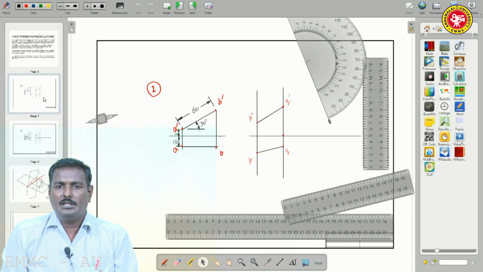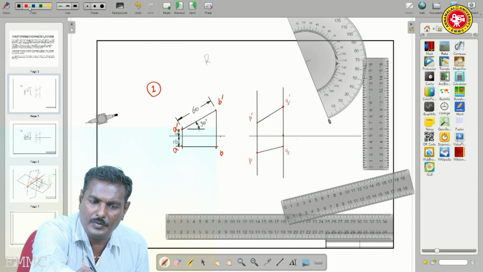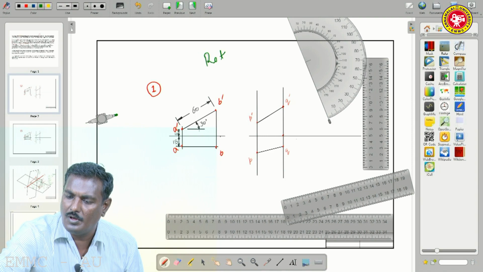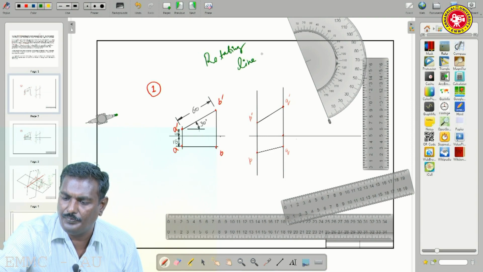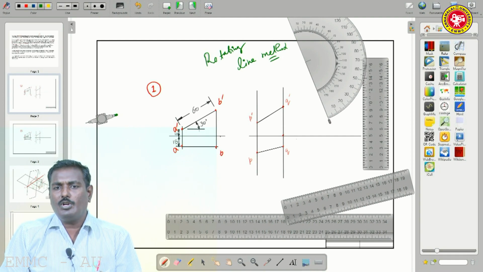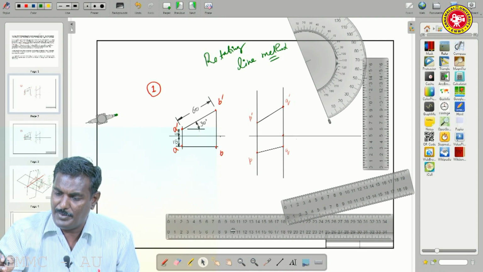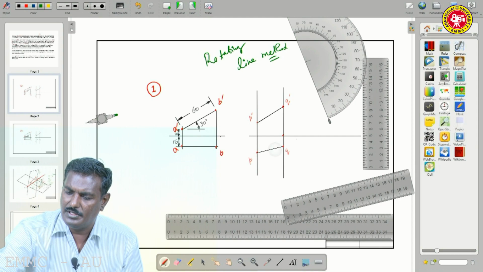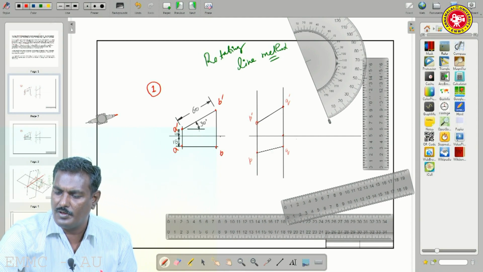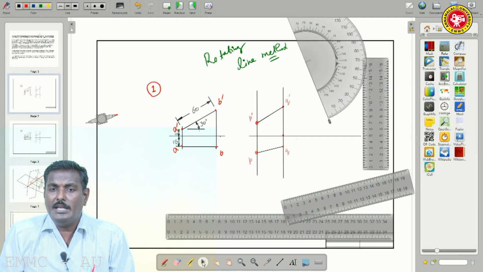Now first go for the rotating line method. I already stated that you have to fix one point, and that point is the true point we refer to. So, here we have to fix capital P, that is P dash and P. We have to fix this point, we cannot change it, that point is fixed, but draw a locus line.